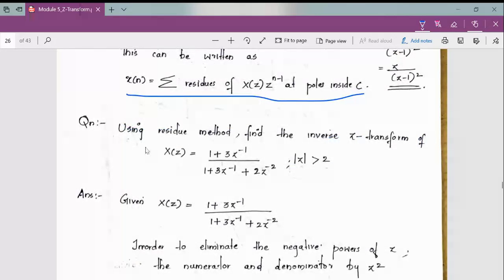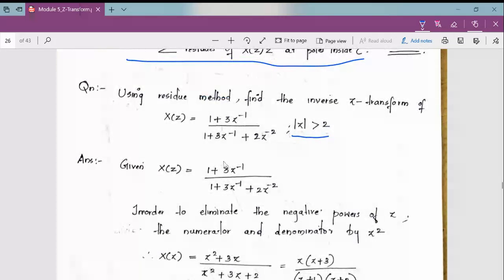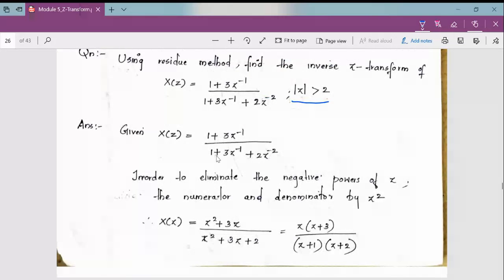So using the residue method, find the inverse Z transform of x of z. x of z is given as 1 plus 3z raised to minus 1 divided by 1 plus 3z raised to minus 1 plus 2z raised to minus 2, and it is also given that magnitude of z greater than 2, that is the ROC.